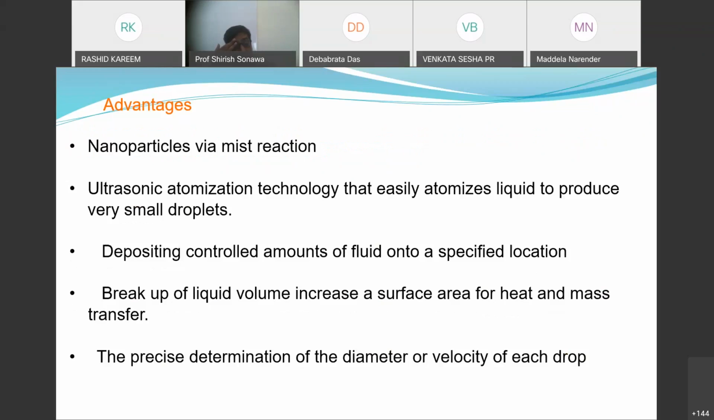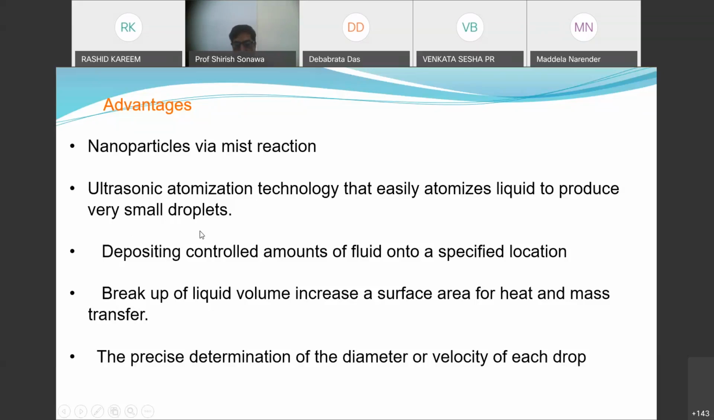There is also what is called a mist reaction. You can vaporize two liquids and let the reaction happen in the mist form. Using these mist reactions, obviously the reaction is going to happen under very localized conditions, and because of that, the distribution always remains in a narrow size. So ultrasonic atomization is going to give you very small droplet size.